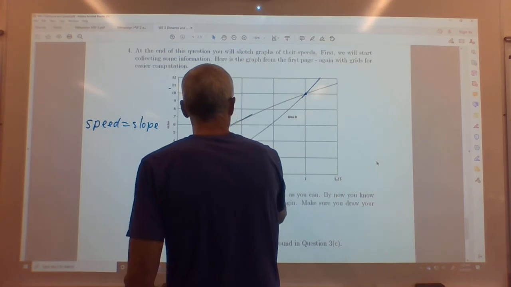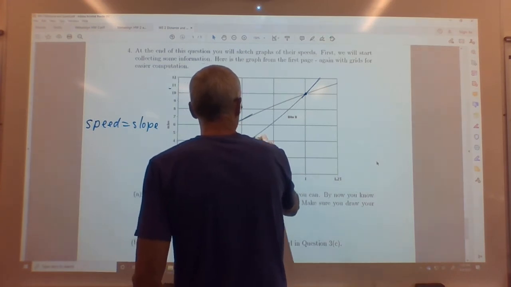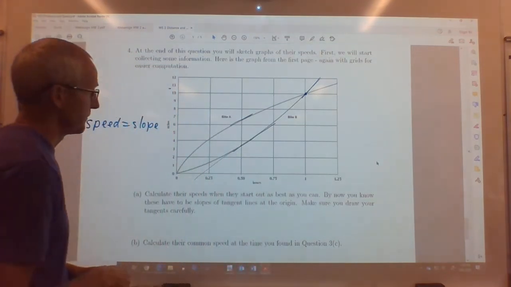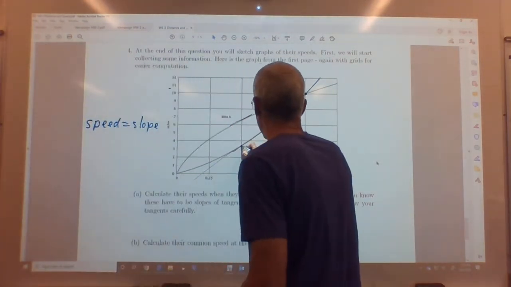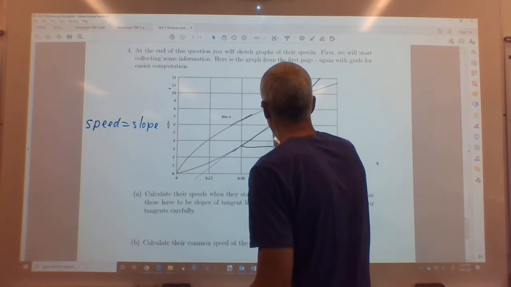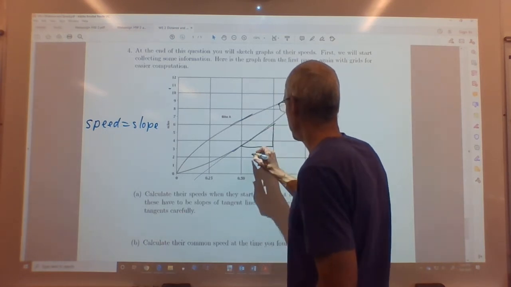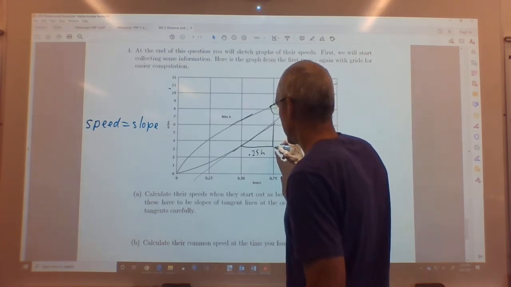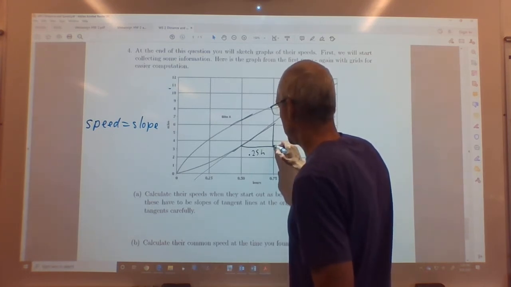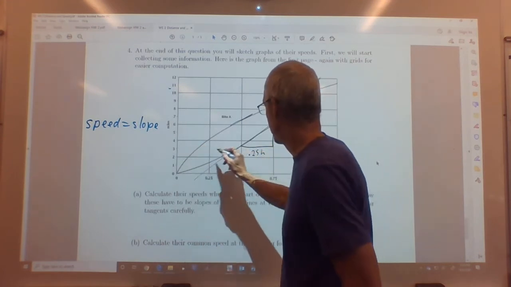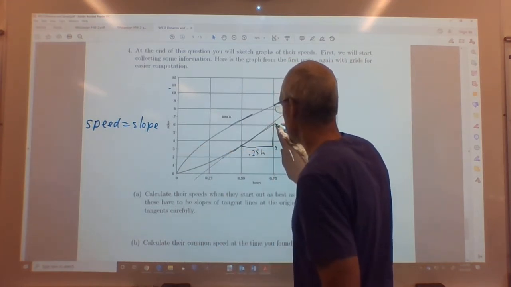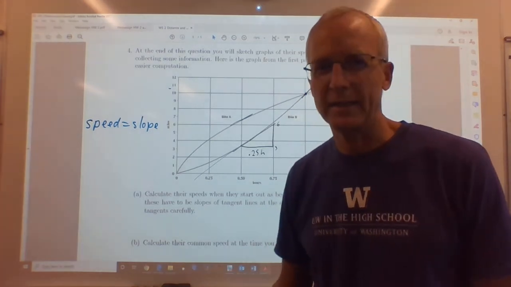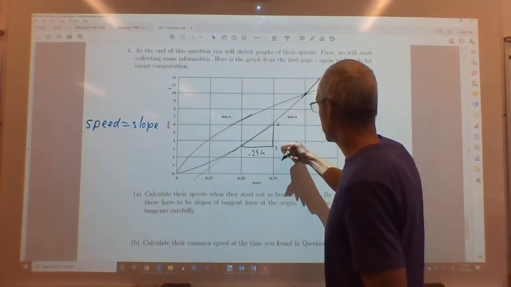So I'm going to extend my tangent line here as best I can. Let's just use this point here. So to find the slope, so the speed, so in 0.25 hours, bike B went from here, looks like about 3 to about 6. And again, I'm just estimating because it's not perfect anyway. So they went 3 miles.